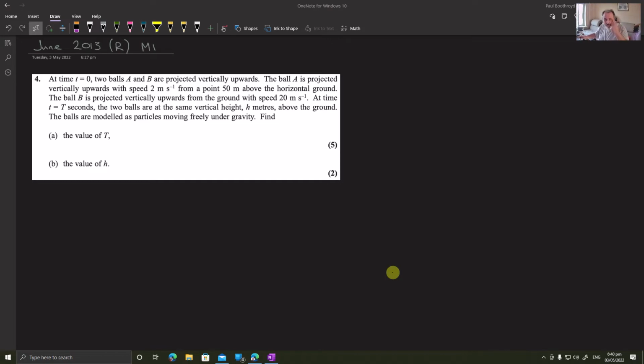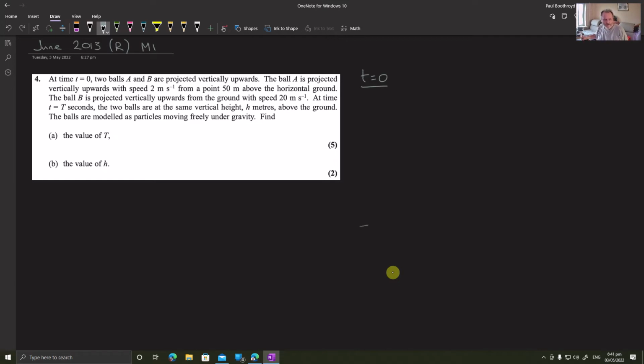Okay. Hopefully this is going to work okay for Sven to understand. The hard part with this question is sorting out what's happening and when. There are two time zones we're talking about. So let's set up the initial picture with t equals 0. At time 0, two balls are both projected upwards.